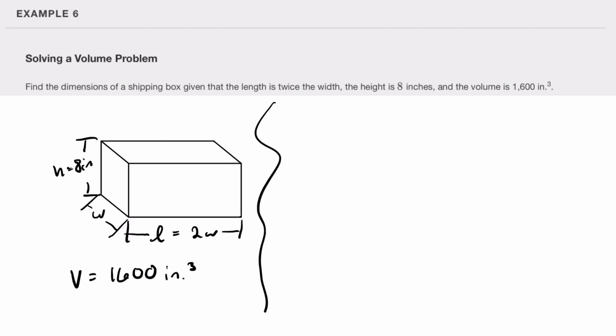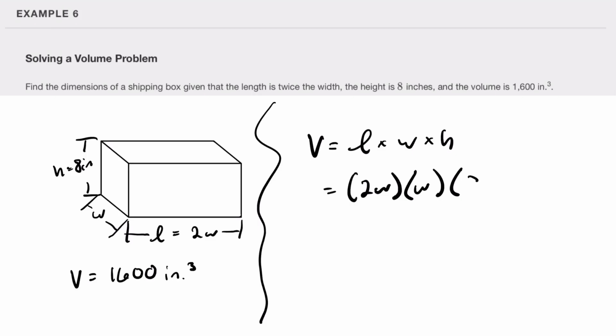So let's work over here. The volume is going to be length times width times height. So that's going to be 2W times W times 8. That's 16W squared, and that's equal to 1600. So W squared equals 100.